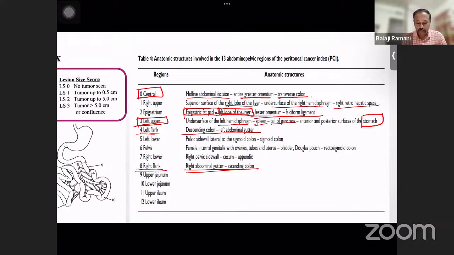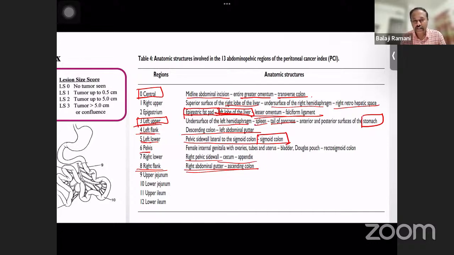So in the right side, you will have the cecum, appendix and the right iliac fossa. Then you have your left lower or left iliac fossa, where it is going to be the sigmoid colon. And of course, in the pelvis will be all the central organs like your bladder, rectum, all that is going to come. Sigmoid, remember, comes in the left iliac fossa.